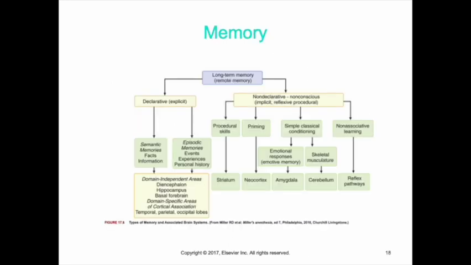In this memory pathway, you can see how long-term memory works in both the declarative or explicit type memories and the non-declarative or non-conscious type memories. If you want a little bit more information on this, you can also go to your textbook to learn more about this. But it is a more detailed look at what we just spoke about in the last slide.